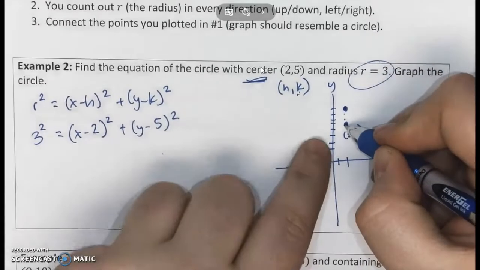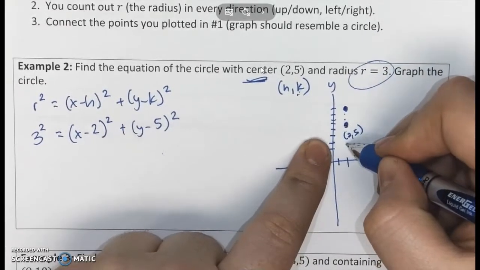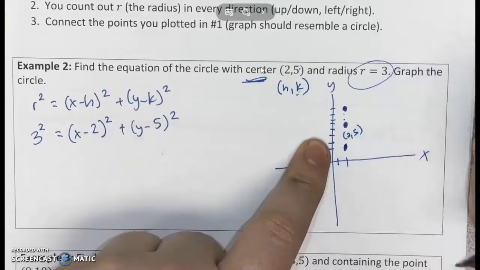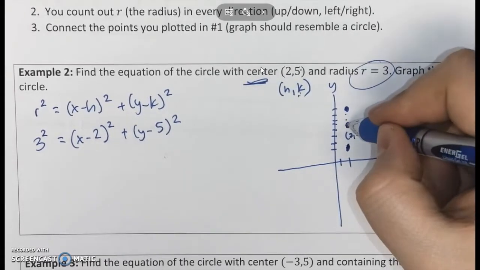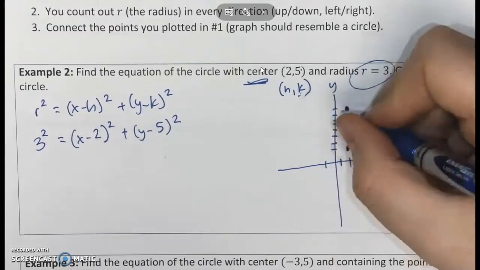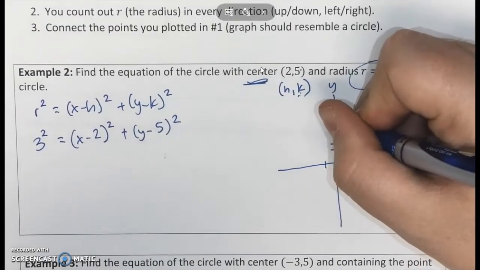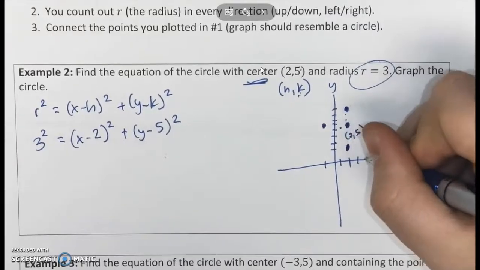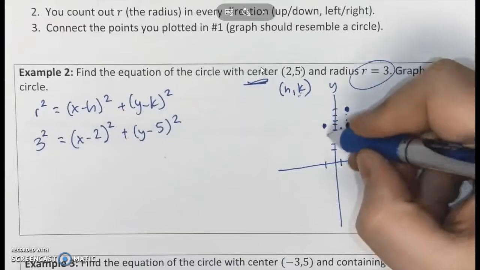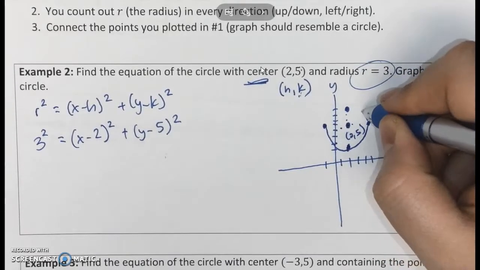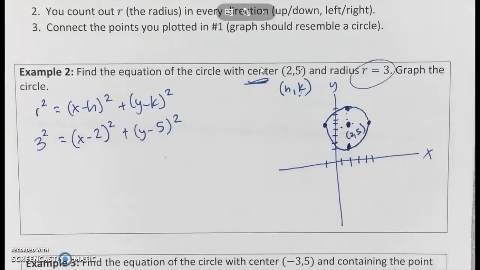You could also go down 3. So if we start at the center and go down 3, we are also at another point that would be on our circle. So we have gone up and we've gone down. We could also go left 3. So this would be 1, 2, 3. And we could also go right 3 from the center. When you're done, connect those 4 dots that you just made, and you have a good sketch of your circle. So this would be the graph of the circle with center 2, 5.